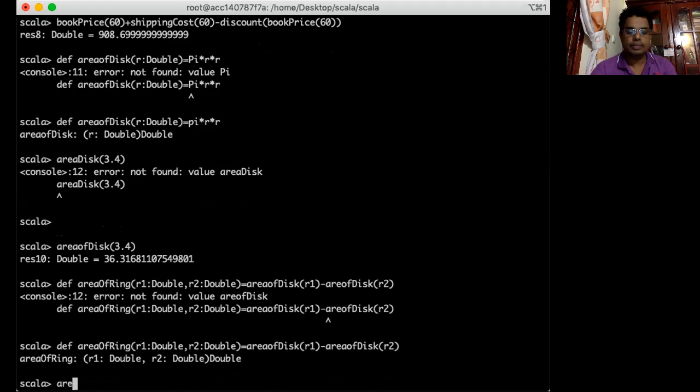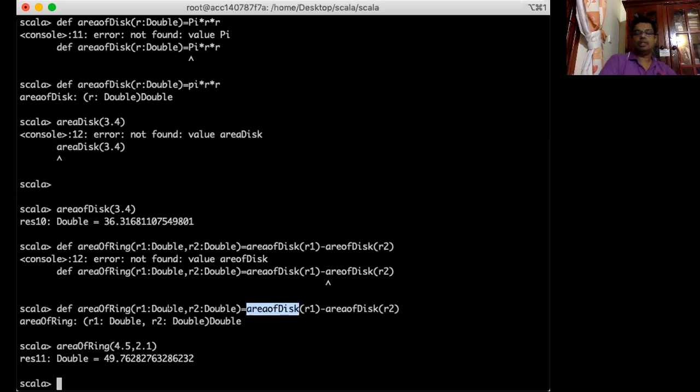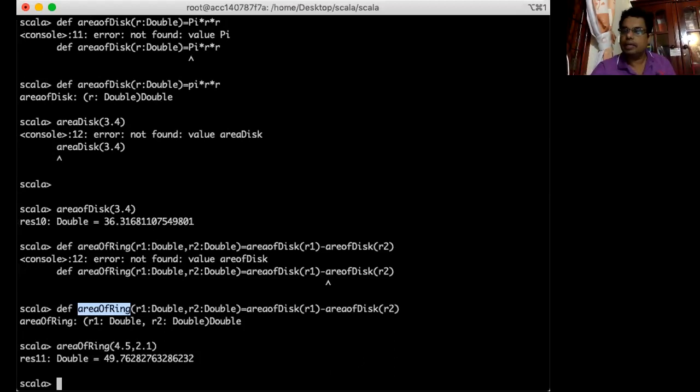So then I call area of ring with maybe outer radius 4.5, inner radius 2.1. The area of ring is 49.76. So you see, I reuse this area of disk function to solve the problem of area of ring. Right. Then I had a problem called area of cylinder. So this is a combination of area of disk plus area of rectangle. So in order to solve that, I want a function called area of rectangle.